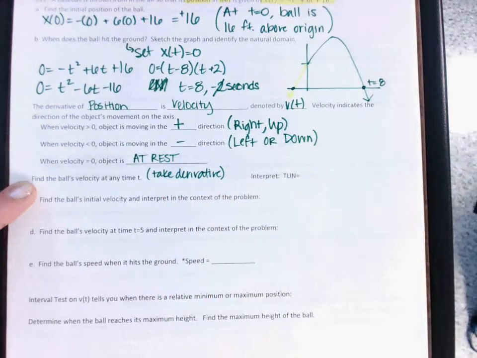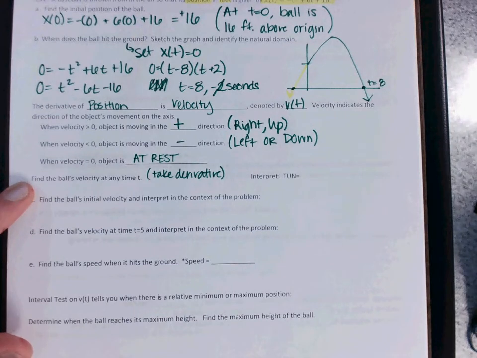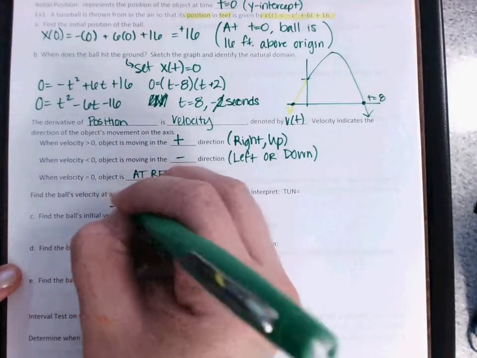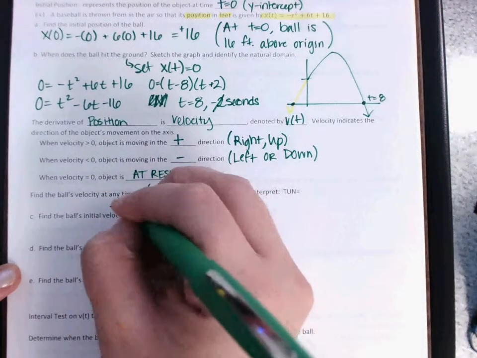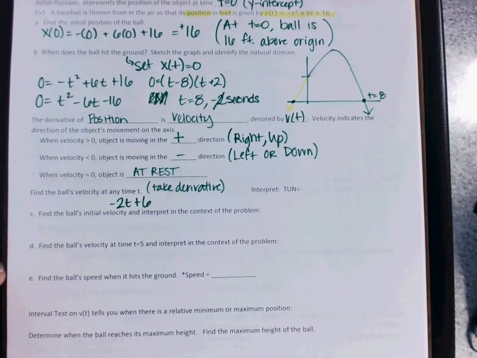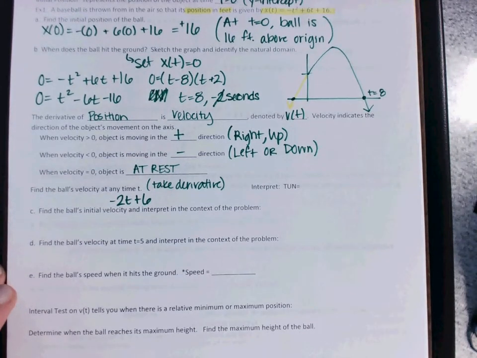So we are going to continue to work through our basketball problem, or baseball problem. Okay, so what is the derivative of my equation up here? Negative 2t plus 6. And then remember that the 16 goes away. Now, on the AP test, if I put that, I get no points because it's not labeled.